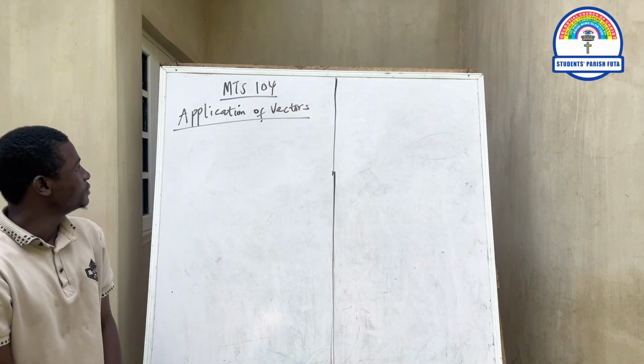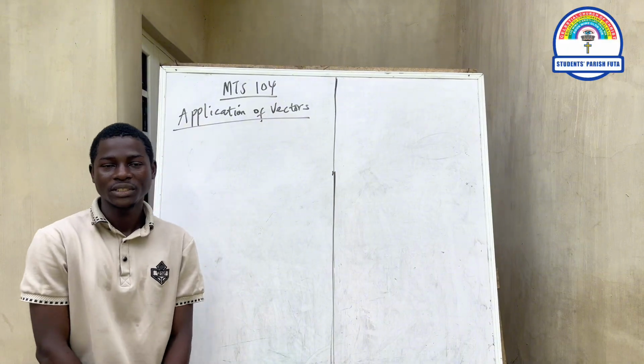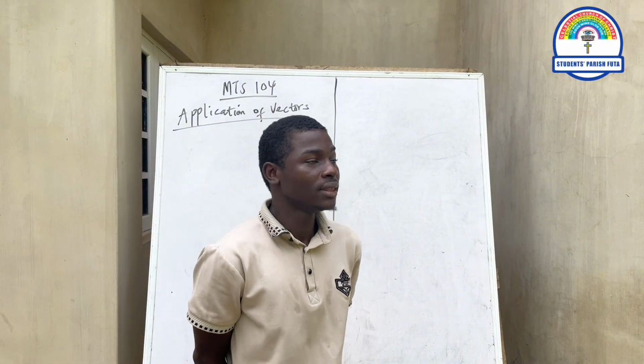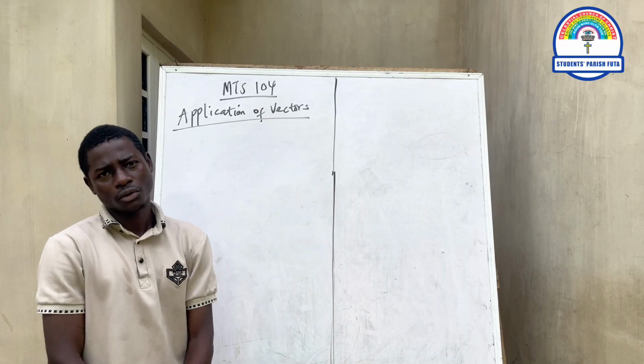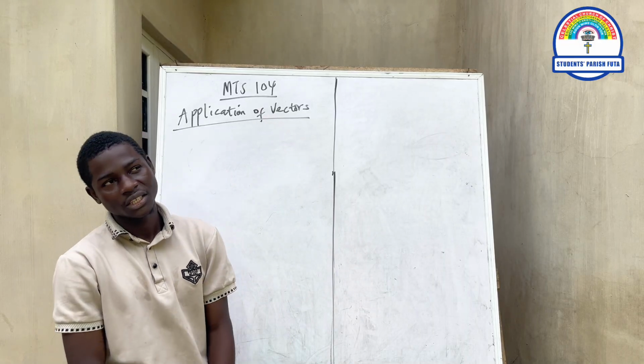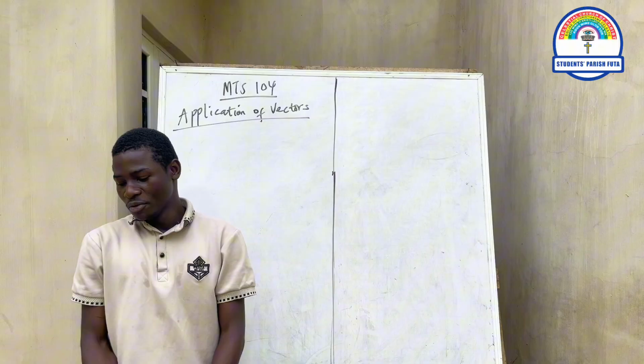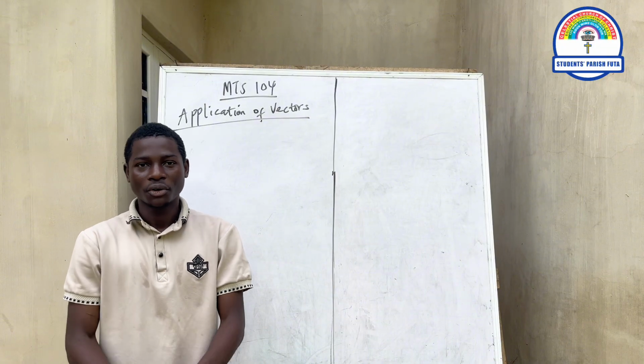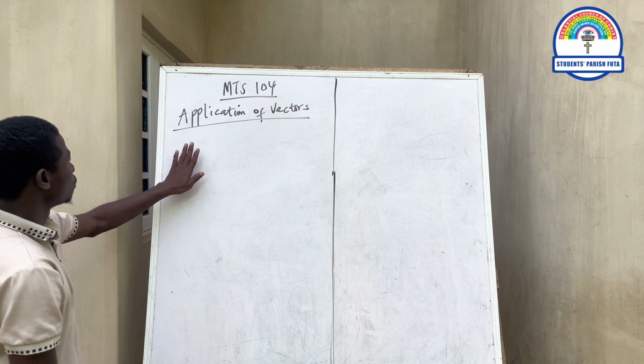Today we'll be taking MTS 104, the second section, which is application of vectors. As I say in our previous tutorials, we'll be tailoring this teaching to the FUTA curriculum, so there are some exercises or things we might not be discussing. But believe you me, we'll be taking it the way it should be, and that will help you connect to the FUTA curriculum. So let's get to work.